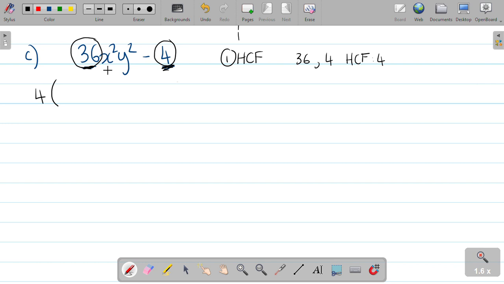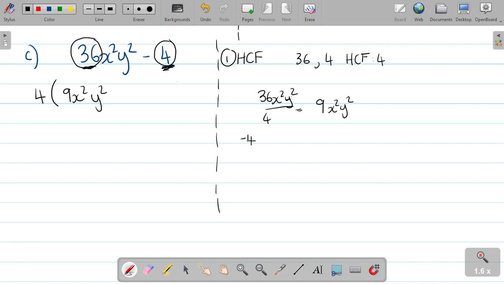You open up a bracket. You divide the terms by 4. I don't know if you remember from the previous video. You'll say 36 x squared y squared divided by the HCF 4, and that's going to give me 9x squared y squared. So we put that in here, 9x squared y squared. Then we take our other term. Remember, these are our notes. We take the other term, minus 4 divided by the HCF 4, and that would give me negative 1. So we get negative 1 over here. So that is the HCF method done and dusted.